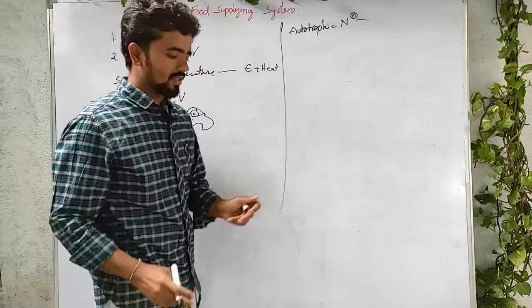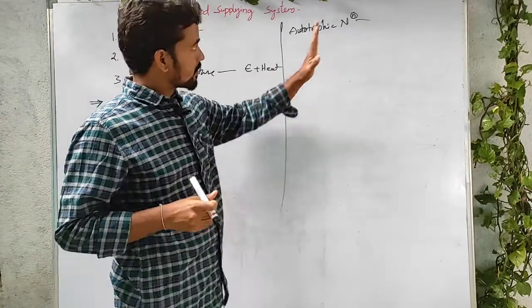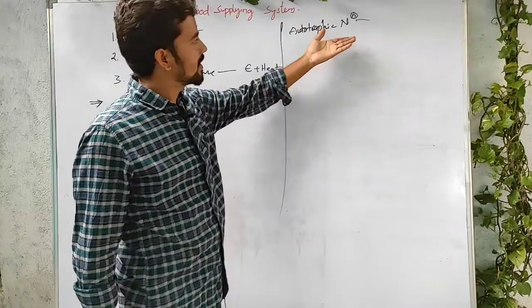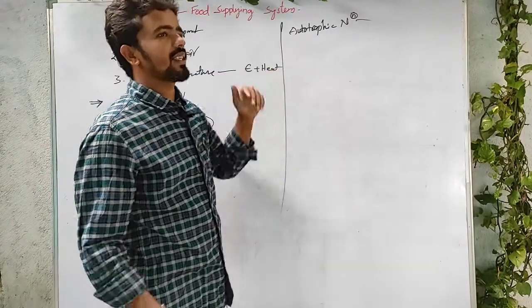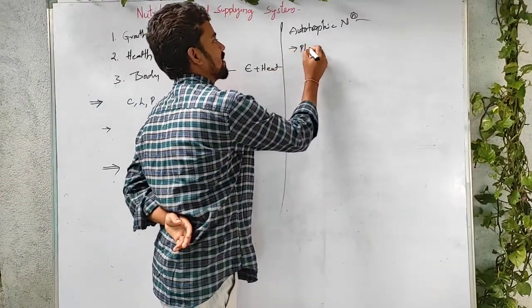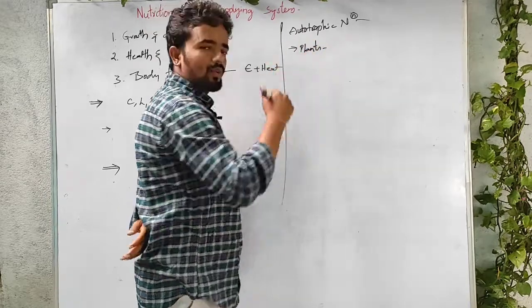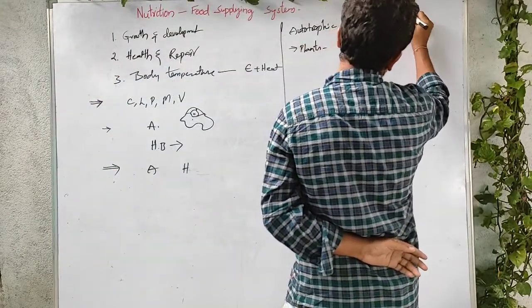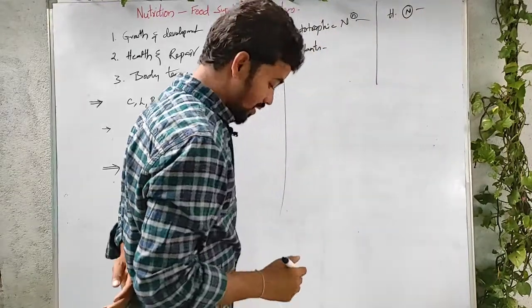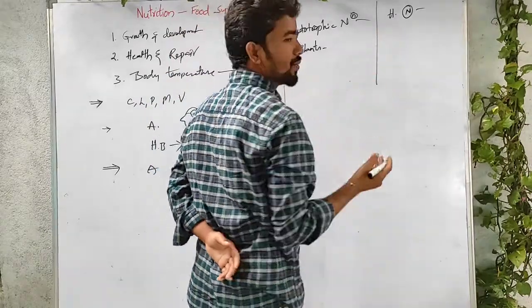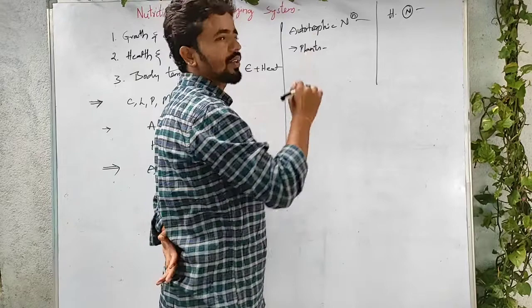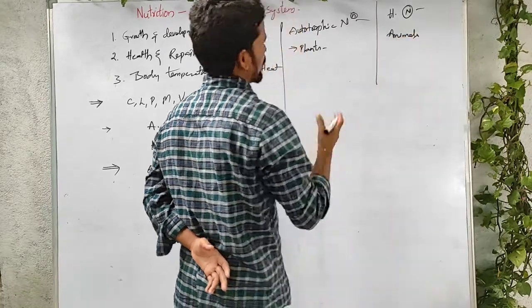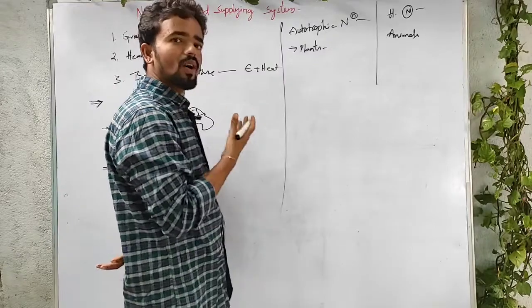Autotrophic nutrition. What is autotrophic nutrition? It refers to organisms which produce their own food by utilizing light and different nutrients from the soil. So plants are autotrophs. The second one is heterotrophic nutrition, which means organisms that do not produce their own food, but instead depend on other organisms for their food. So all animals are heterotrophic in nature, whereas plants are autotrophic in nature.